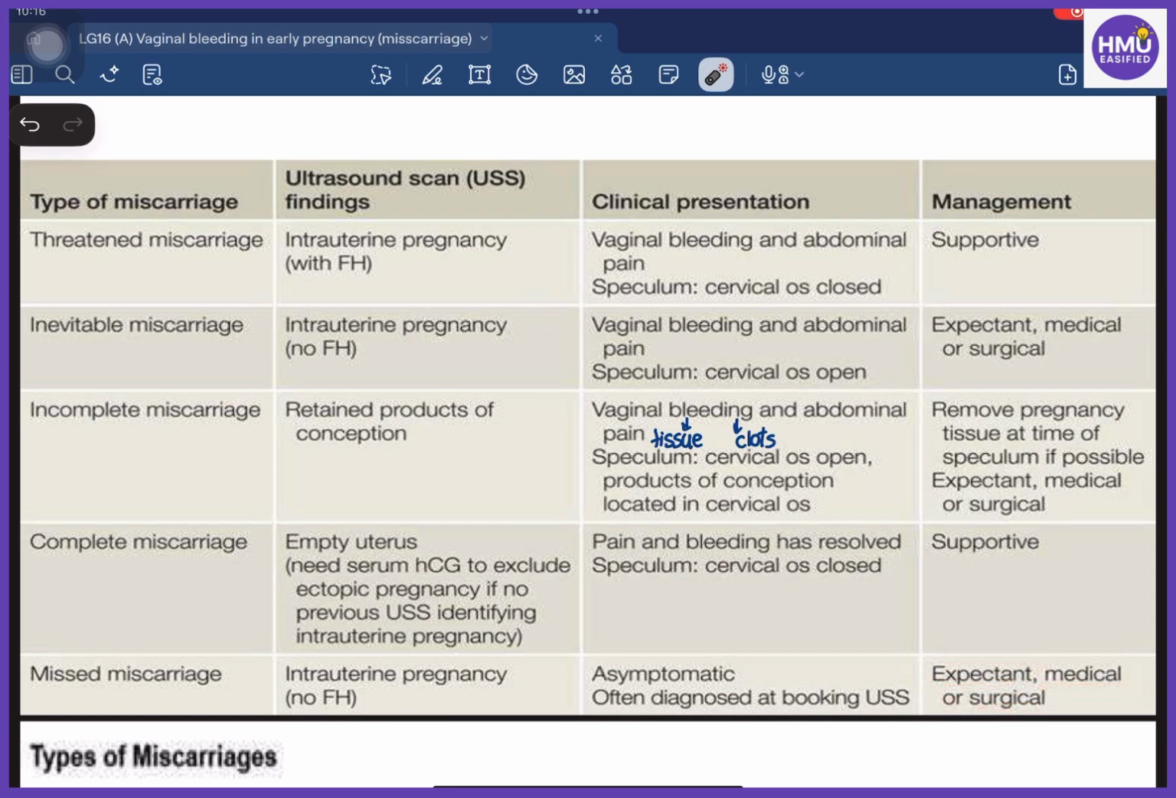So what is important here is the cervical os, whether it is open or closed, and also the bleeding, whether it is associated with tissue and clots, yes or not, and fetal heart rate on ultrasound is very important.